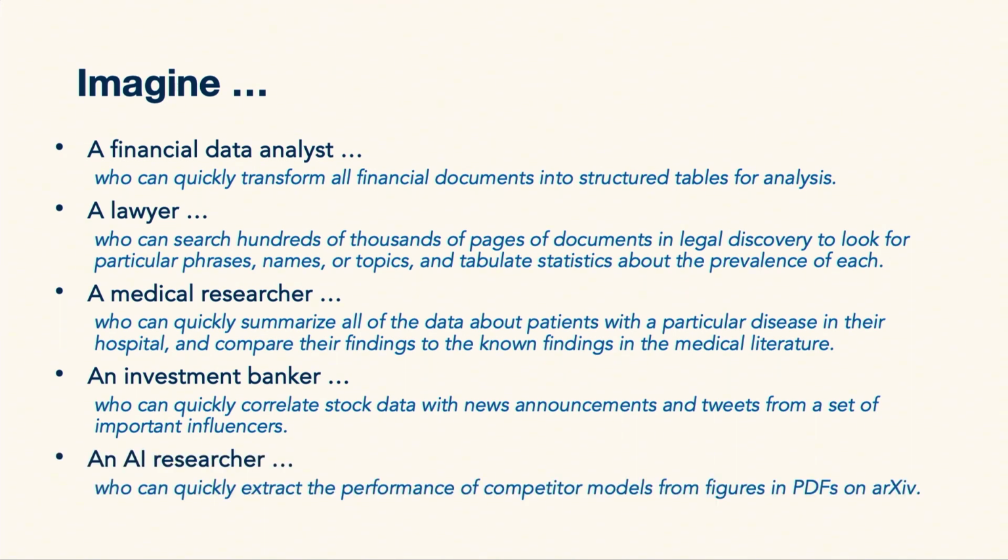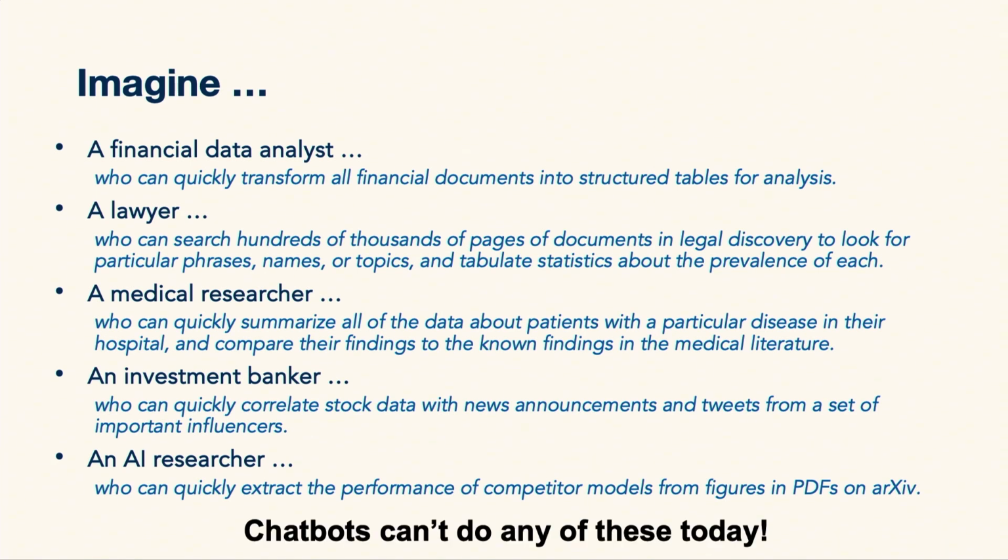Or you're an investment banker and you can quickly correlate stock data with all the news announcements and tweets from a set of influencers you care about. Or you're an AI or computer science researcher and you want to quickly extract the performance of all the competing AI models from all the PDFs published in the last month on arXiv, okay? So these are all things that ChatGPT or chatbots really aren't super good at. The reason is that these things require synthesis over a very large number of documents in order to answer questions. And so the question is, how are we going to go about this?